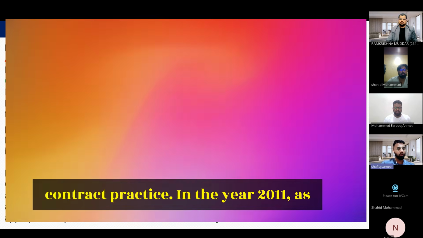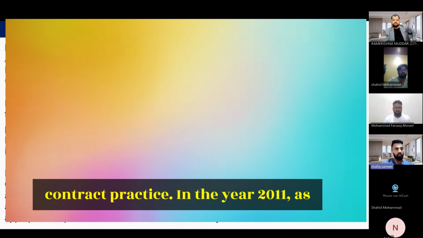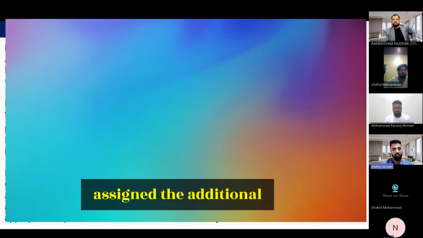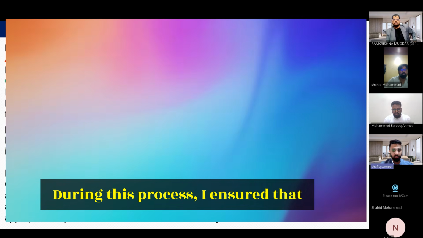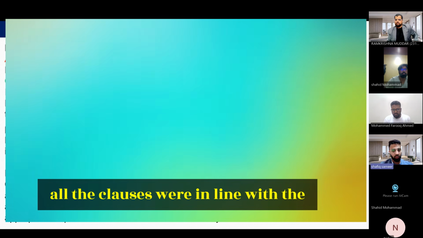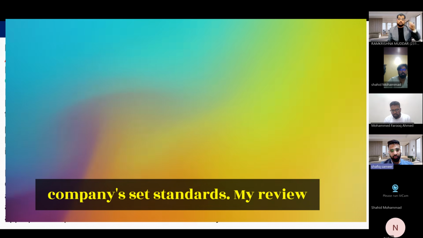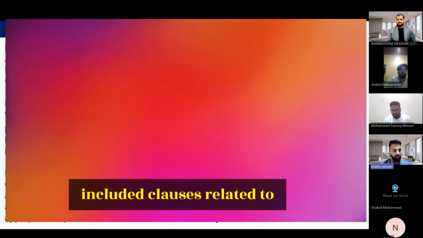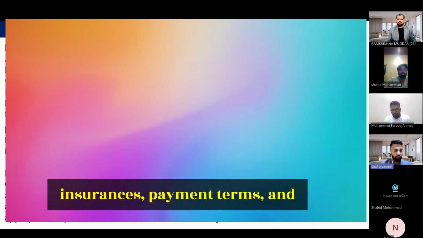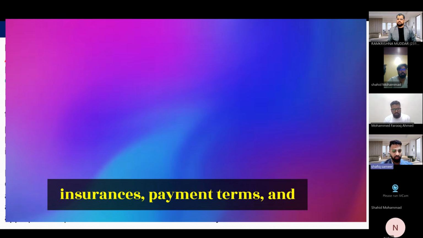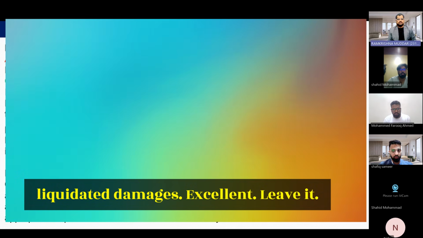Contract practice. In the year 2011, as senior quantity surveyor with Arab Tech in residential tower project, I was assigned the additional responsibility of reviewing the conditions of contract for upcoming projects before submitting bids. During this process, I ensured that all the clauses were in line with the company's set standards. My review included clauses related to retention bond, performance bonds, insurances, payment terms, and liquidated damages. Liquidated damages. Excellent. Leave it.